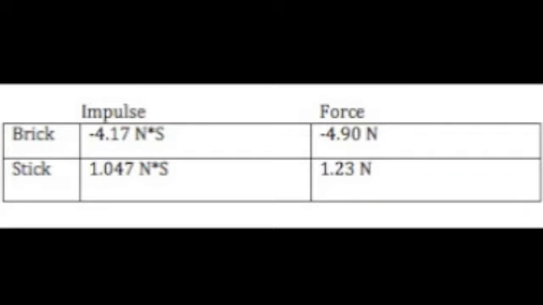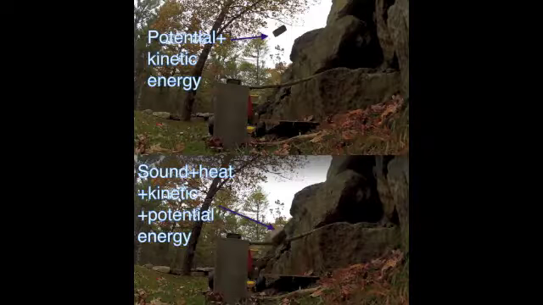An impulse of negative 4.17 newton seconds was applied to the brick, and an impulse of 1.047 newton seconds was applied to the stick. The force applied to the brick in the collision was negative 4.9 newtons, and the force applied to the stick during the collision was 1.23 newtons. Potential and kinetic energy, as well as other types, are evident in this collision. There is potential and kinetic energy whenever the brick is in the air, and a small part of it is transferred into sound and heat energy when the brick hits the stick.